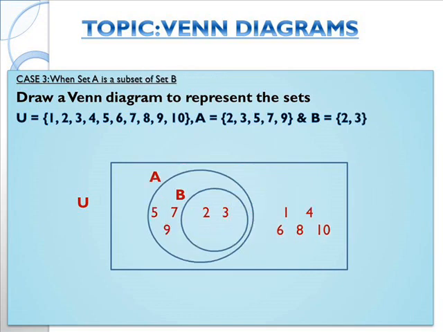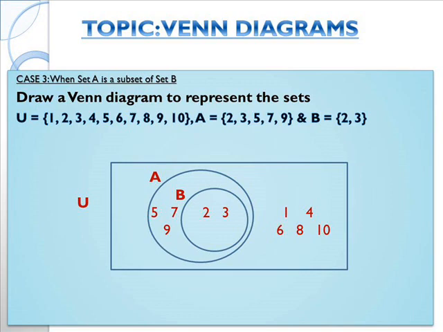Here you might have noticed that set B is a subset of set A, because every element of set B is included in set A. Now, as set B is a part of set A, it is drawn within set A. That is, after having drawn a rectangle to represent the universal set, we will draw a big circle inside the rectangle to represent set A. And within this bigger circle, we will draw a smaller one to represent set B.